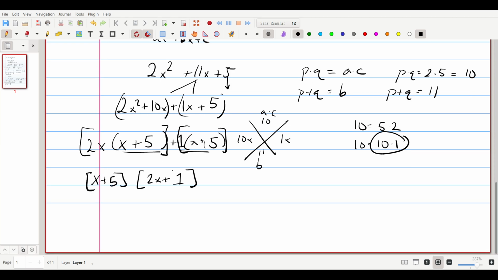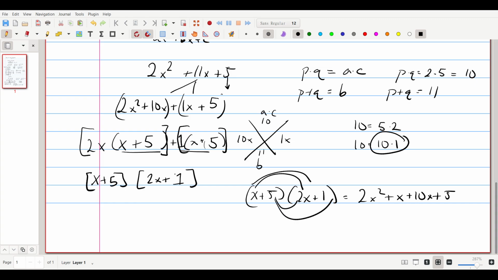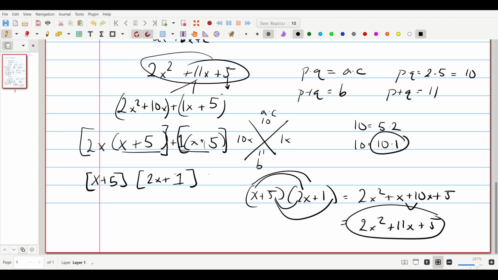And all we have to do to check is just multiply it back in. So x plus 5, 2x plus 1. X times 2x is 2x squared. X times 1 is x. 5 times 2x is 10x. 5 times 1 is 5. And so if we add the like terms together, x plus 10x is 11x. There's no other like terms. And so is this what we started with? Yep. It's right here. And so this is our factored form. This would be our solution right here.